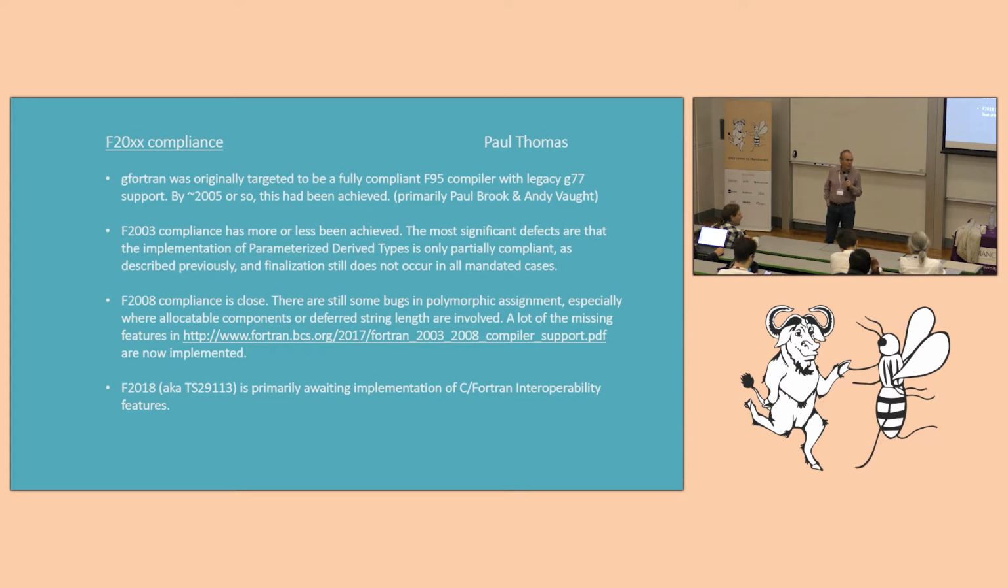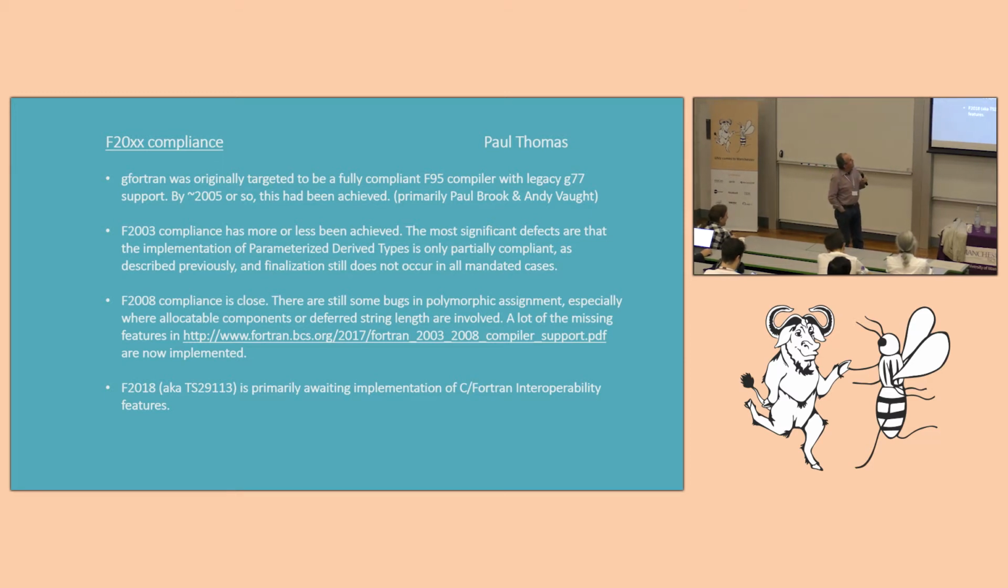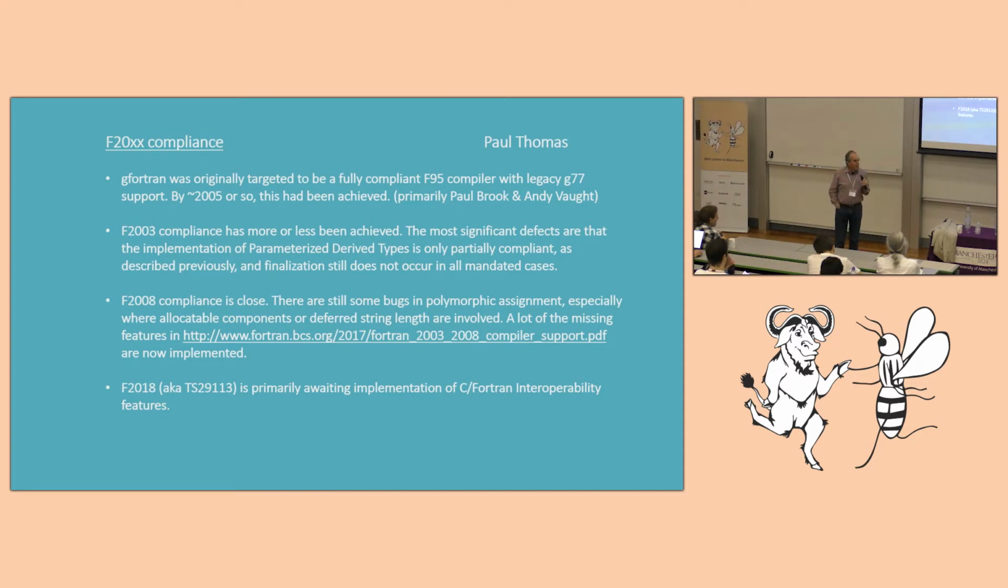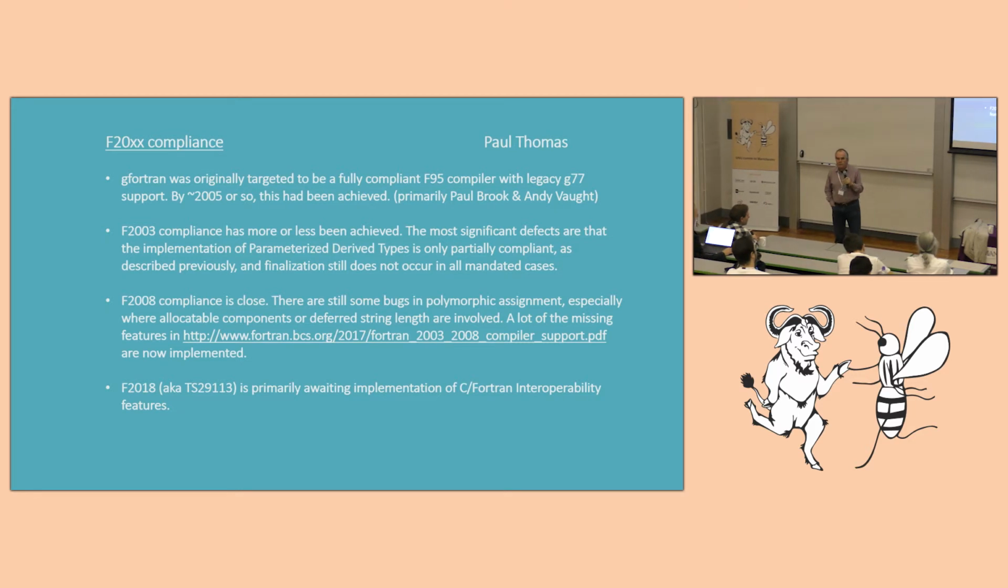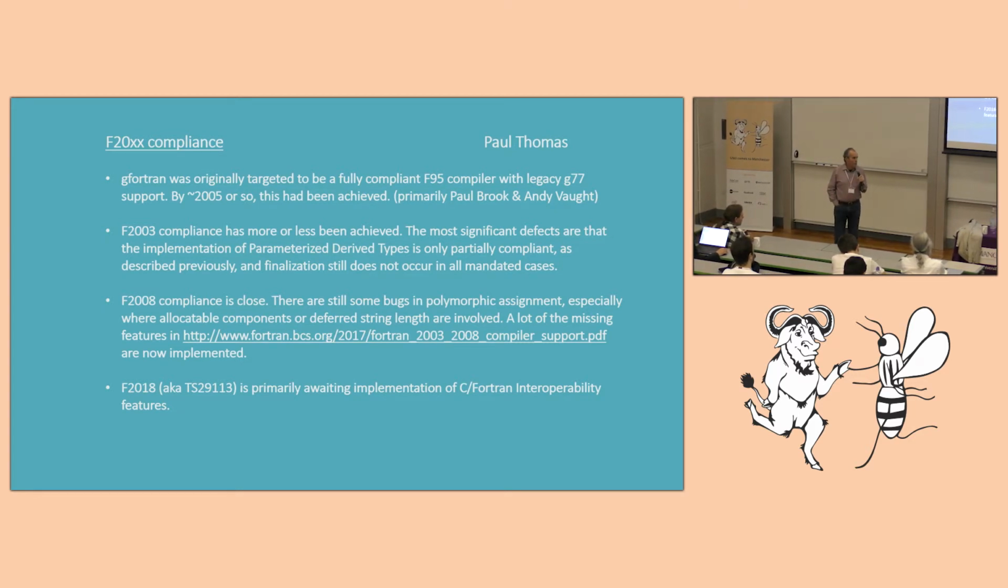I had a quick look through the change logs for the subsequent years, and there was an exponential decay of associated bugs which went on for another 2 or so years. But basically, it was there by 2005. And as far as I am aware, we don't have any current bugs, other than regressions, of course, associated with Fortran 95.